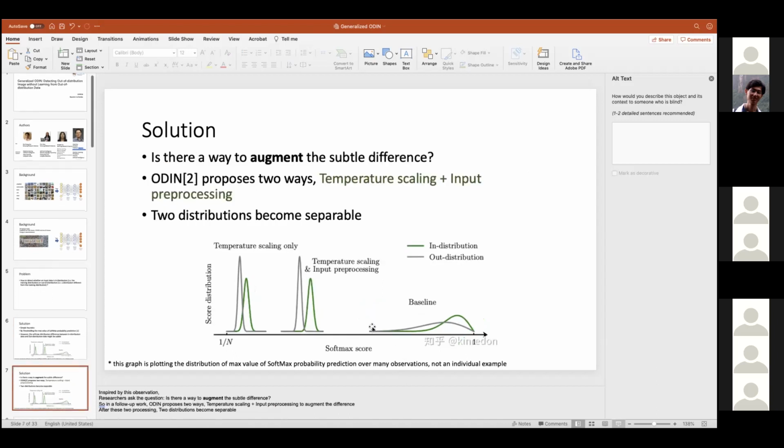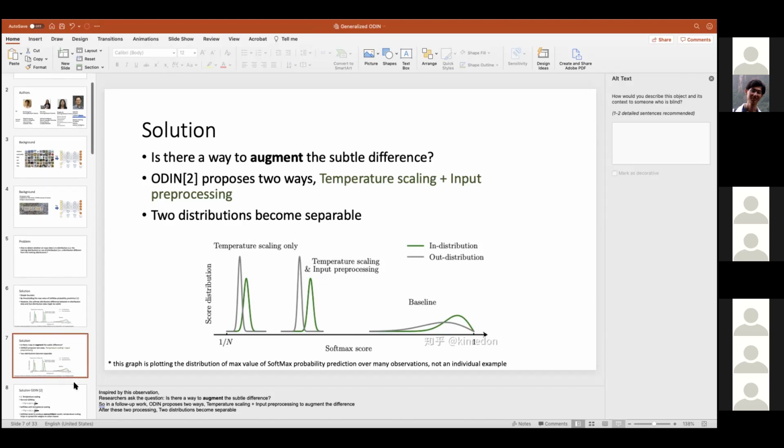So inspired by this observation, researchers want to know whether there is any way to augment the subtle difference such that these two distributions become separable. In one of the state-of-the-art works, ODIN, they propose two ways. The first one is temperature scaling. The second one is input pre-processing. You can see after the two methods, the two distributions become separable. Then we can draw a threshold here to separate the two distributions.